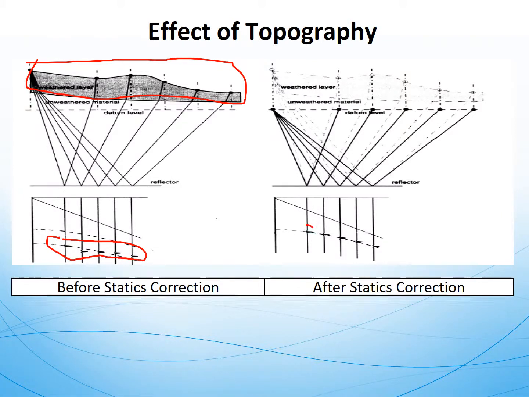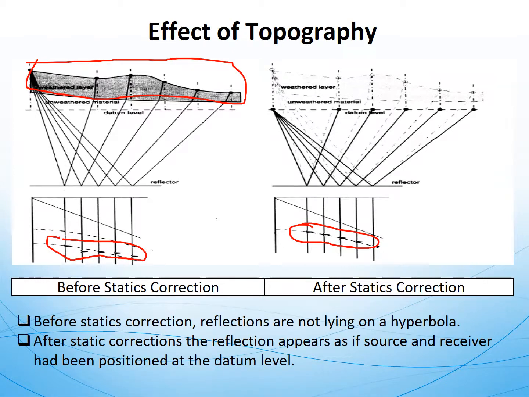irregularities within the trace now will be corrected to a single datum level. The datum level is basically the one that we need to specify during our static correction. Before static correction, reflections are not lying on a hyperbola, and after the static correction, the reflection appears as if the source and receiver have been positioned at the datum level. This is the datum level.